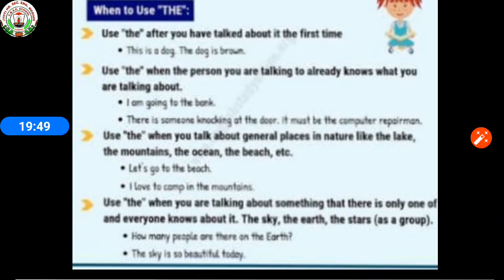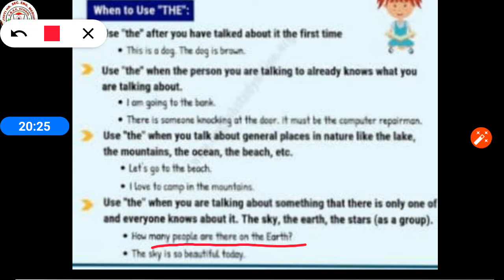We can use the when you are talking about something that there is only one of and everyone knows about it: the sky, the earth, the stars as a group. For example, how many people are there on the earth? The sky is so beautiful today, etc.